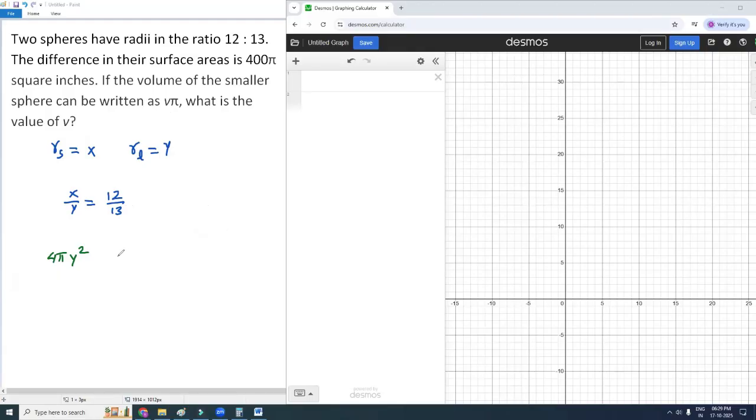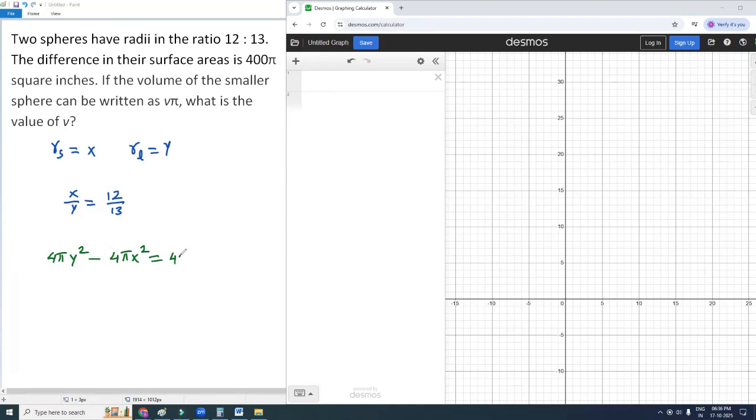Now let me get the surface area of the smaller sphere. Again, I use the same formula. Instead of r, I plug in x. That is 4 pi x squared. Now let me consider the information that the difference in the surface area is 400 pi. Here the difference is a positive value, so we have to subtract the smaller value from the larger value. That is, we subtract the surface area of the smaller sphere from the surface area of the larger sphere. When I do so, it will give the given difference.